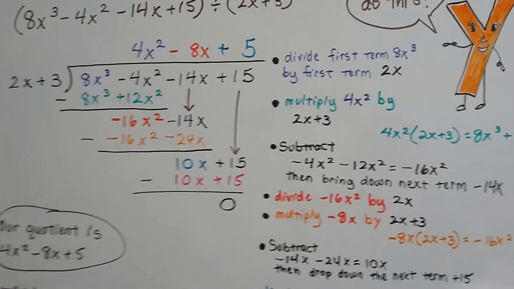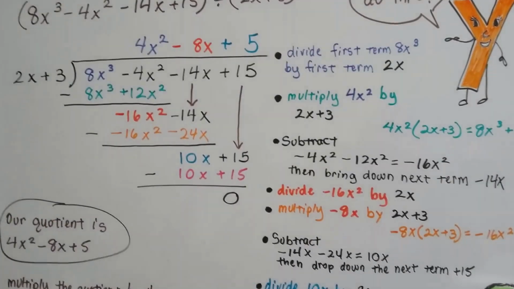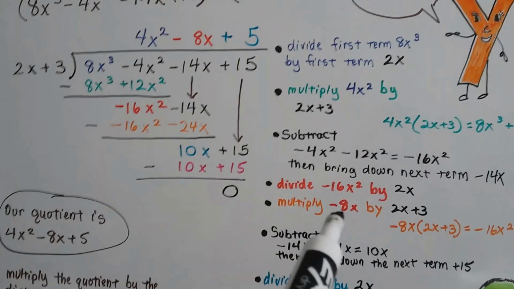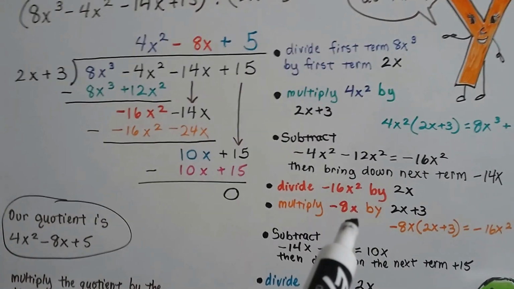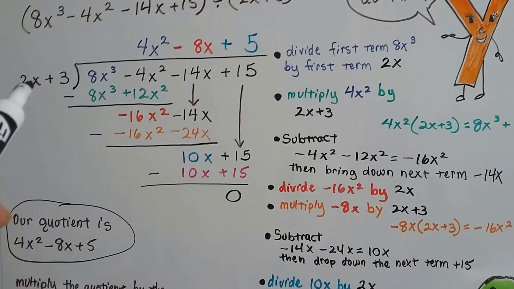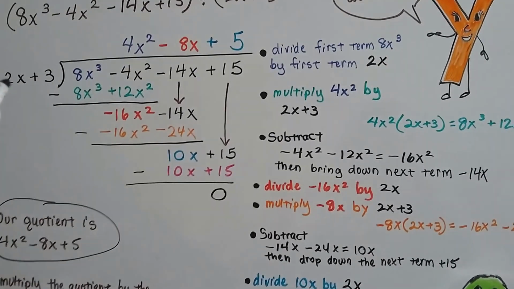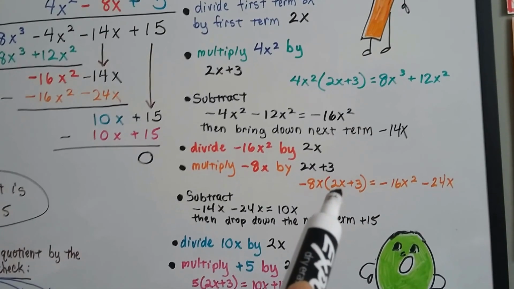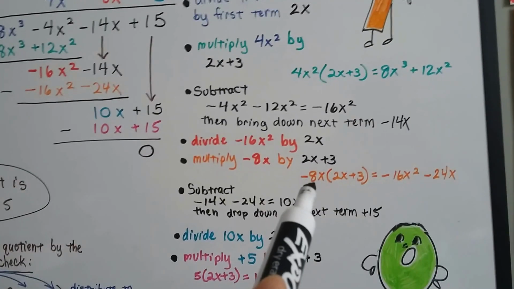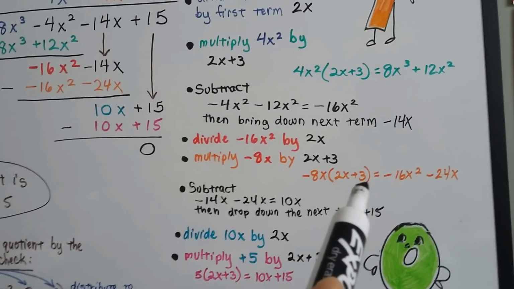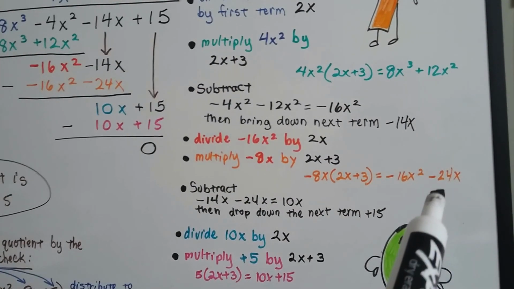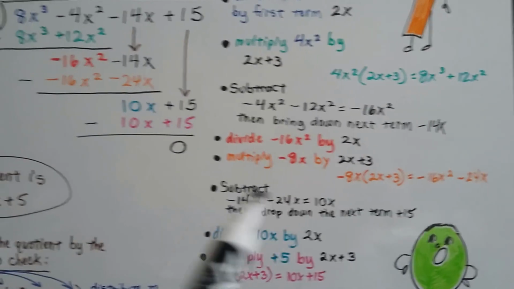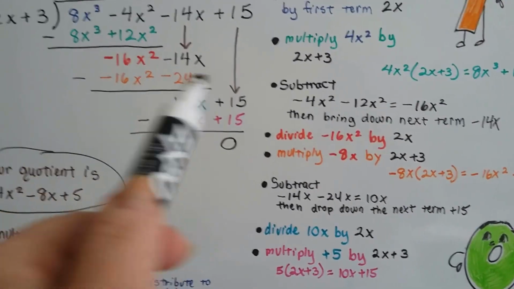That's how we know we did it correctly, okay? And now we're going to multiply the negative 8x by our divisor, 2x plus 3. And we distribute the negative 8x to the 2x, and we get negative 16x squared, and we distribute the negative 8x to the 3 and get negative 24x. And we write negative 16x squared minus 24x underneath this one.